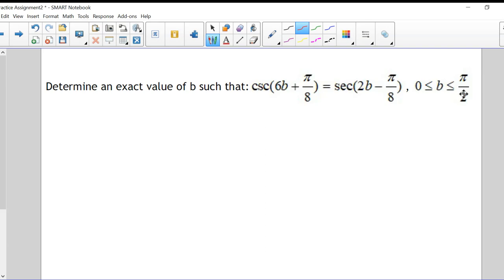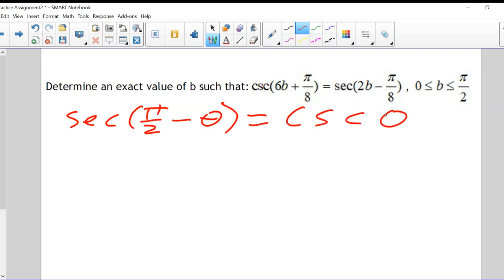Try to get everything to sine or cosine. Well, not sine or cosine, because you can actually deal with cosecant and secant, all cosecant or all secant. That's possible, right? So what I would say, Jeremy, rather than trying to change it to sine or cosine, let me remind you of something from the cofunctions: the secant of pi over 2 minus theta is equal to the cosecant of theta. And it goes the same the other way.